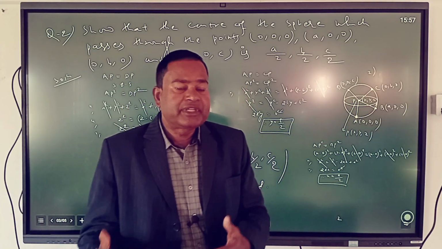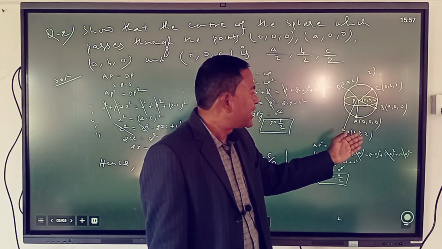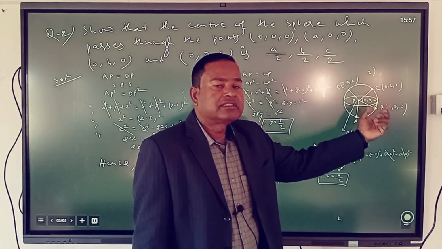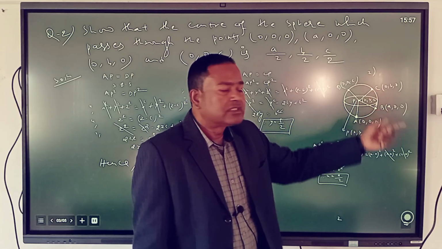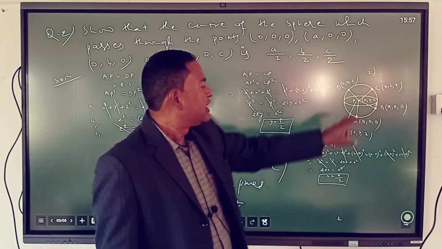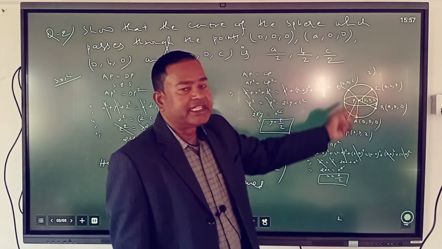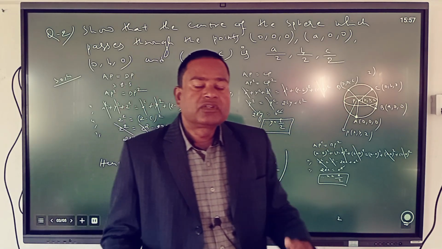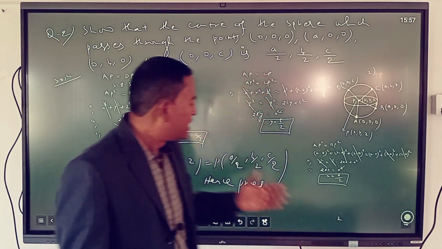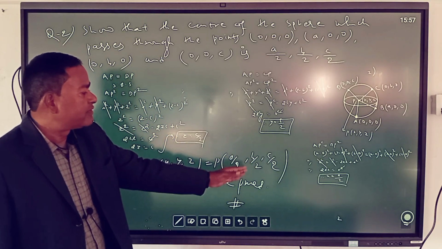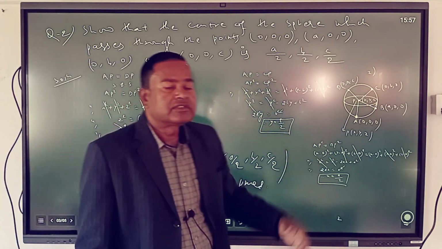Then by equating AP and BP, we have got the x coordinate. Equating the distance between AP and CP, we have got the y coordinate. Similarly, equating the distance AP with DP, we have got the z coordinate. X, y and z coordinate of the center of the sphere, we have got a by 2, b by 2, c by 2, which is proved.